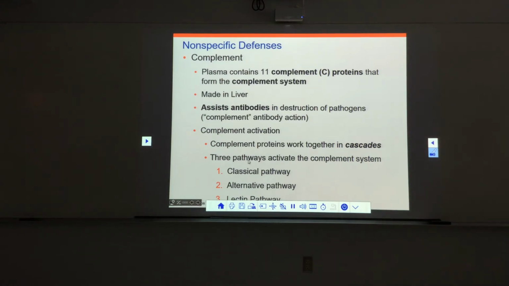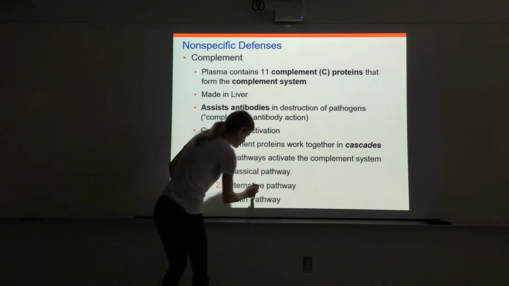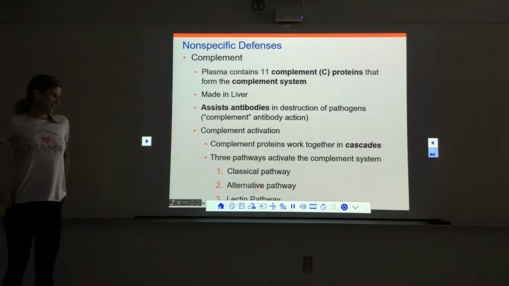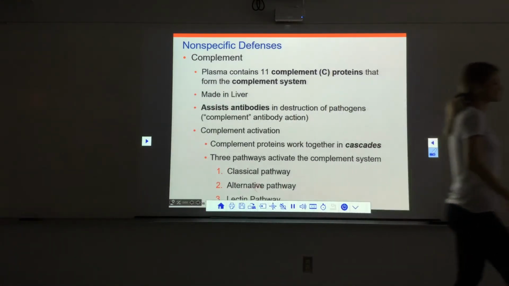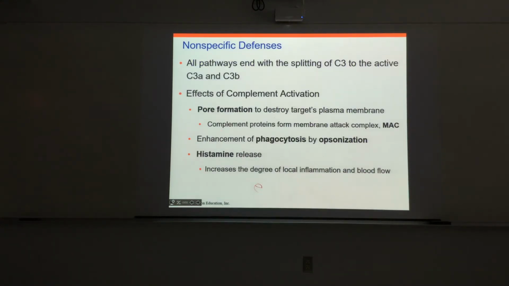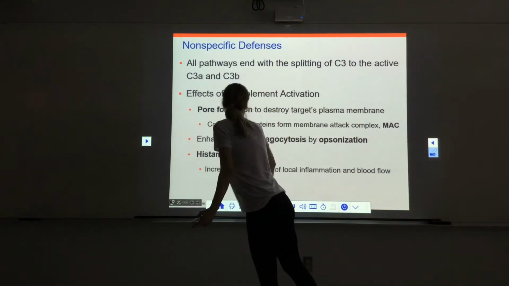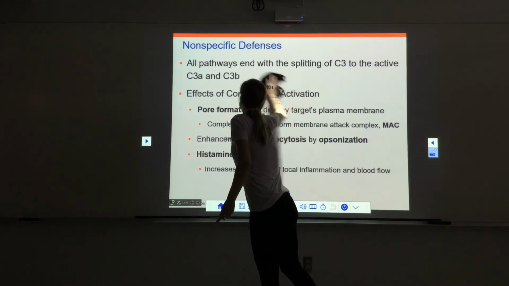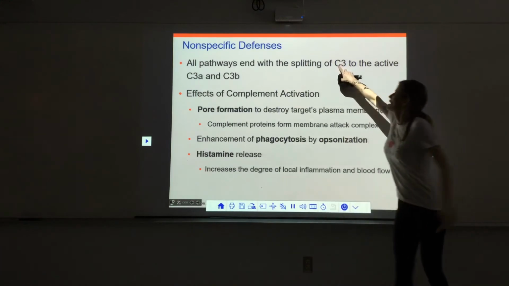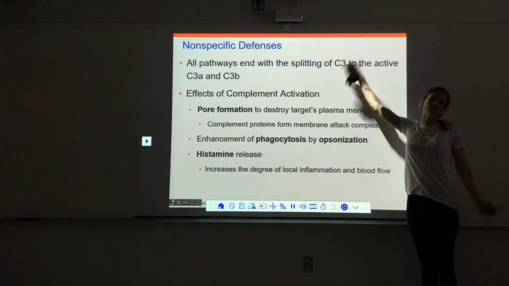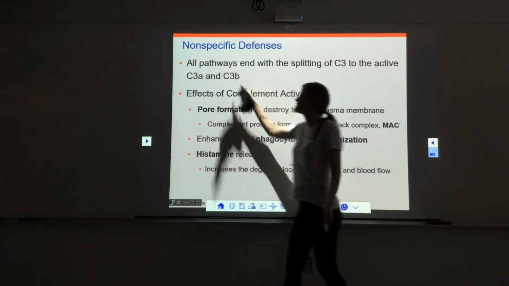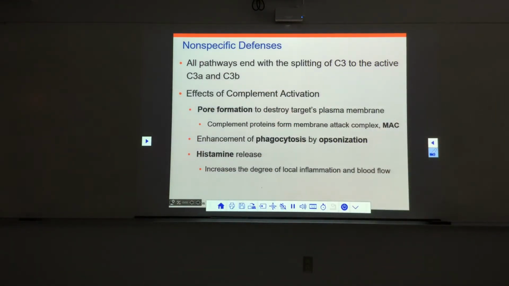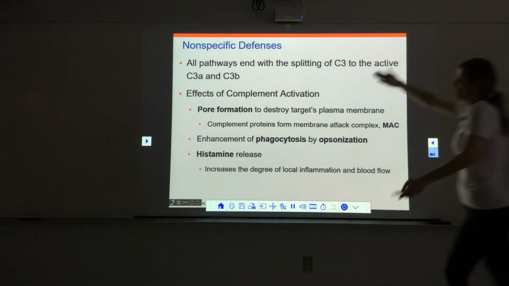We've got the classical pathway. This is not alternative, this is alternate. The alternate pathway and then the lectin pathway. The point here though is that all three pathways, no matter how we start, they all end with the activation of C3. C3 is just complement 3. We split complement 3 into C3a and C3b. Those are the active versions. That's what gets us going to activate the rest of these.